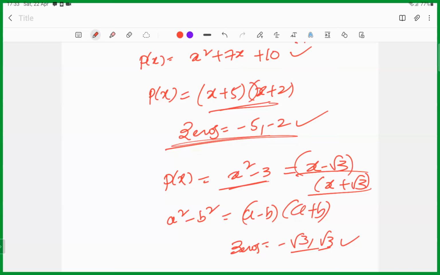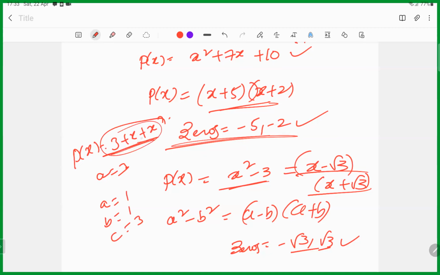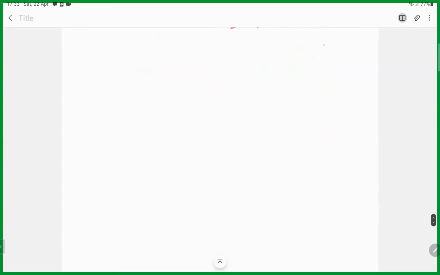A is the coefficient of x square. B is the coefficient of x. C is the constant. Yeah? So I can give anything also, like p of x equal to 3 plus x square. Then you should not say that a equal to 3. Yeah, a equal to 1, b equal to 1, c equal to 3. So always you should remember, whatever the order they give, you should find what is a, what is b, and what is c. Clear, yeah? Prince, clear, yeah? Yes, sir.